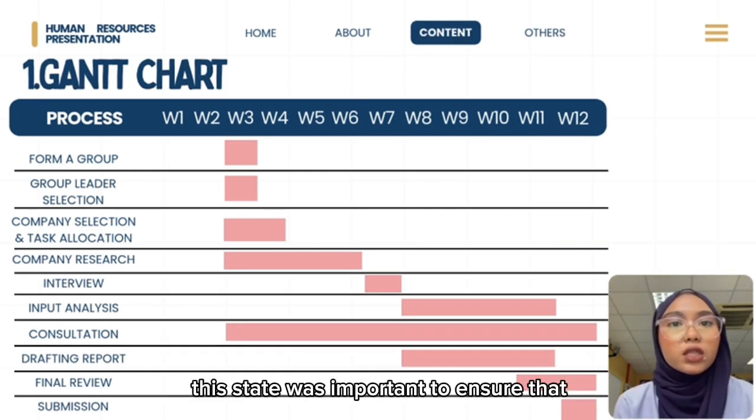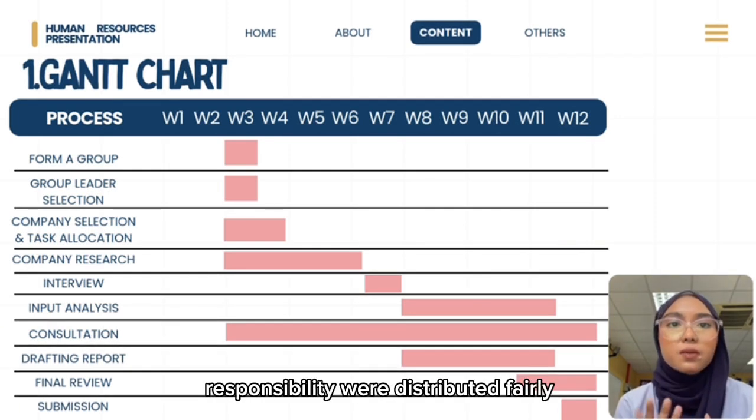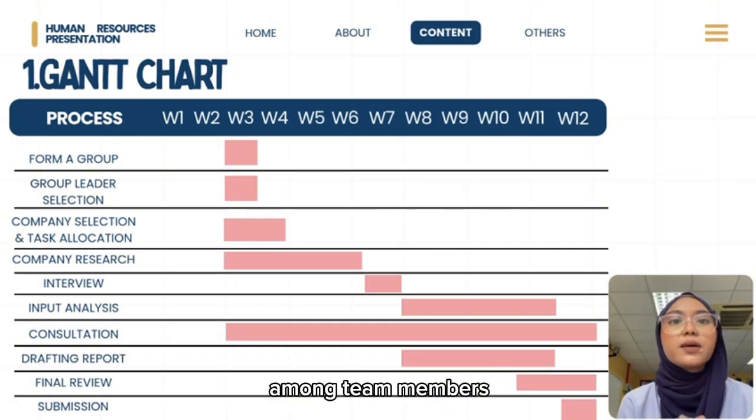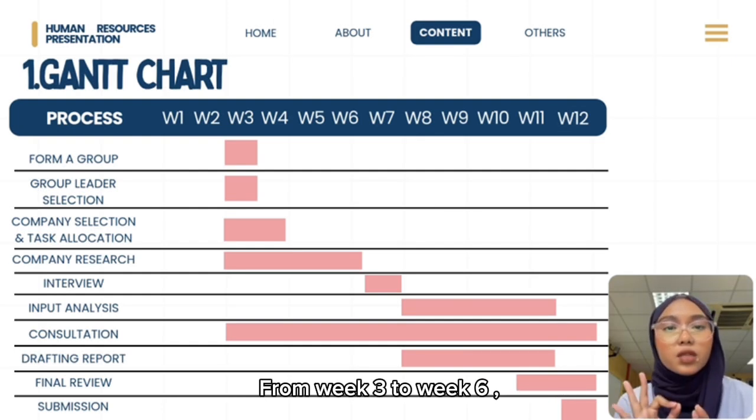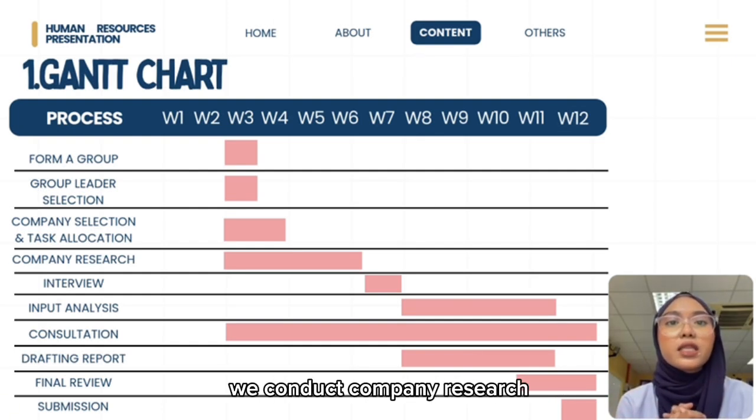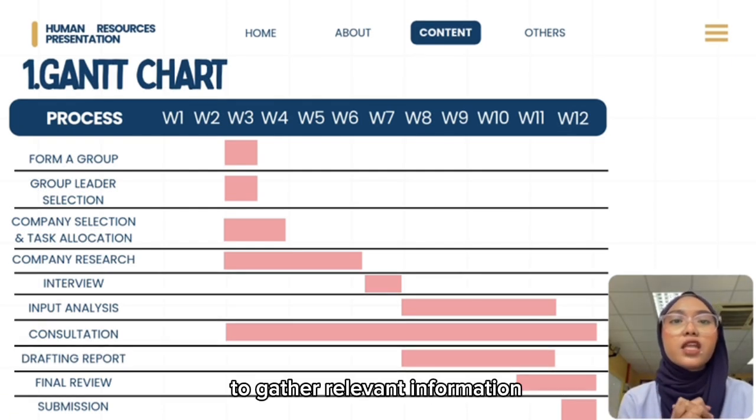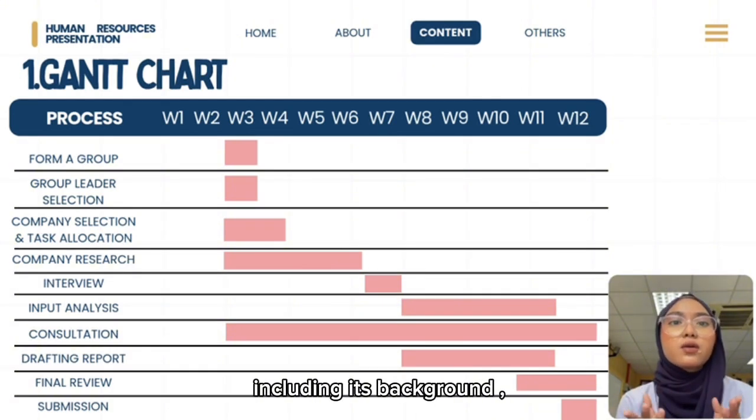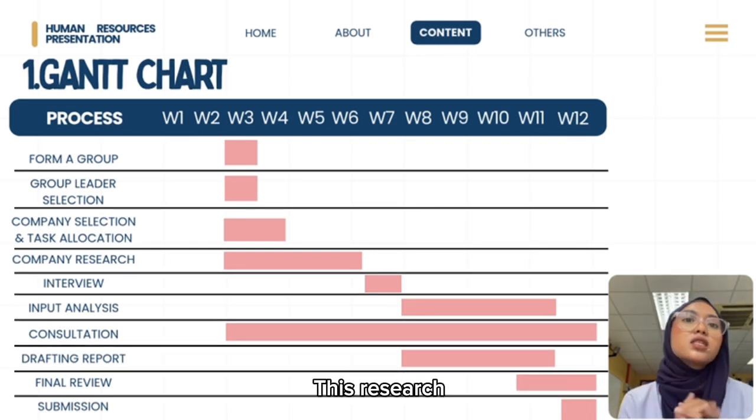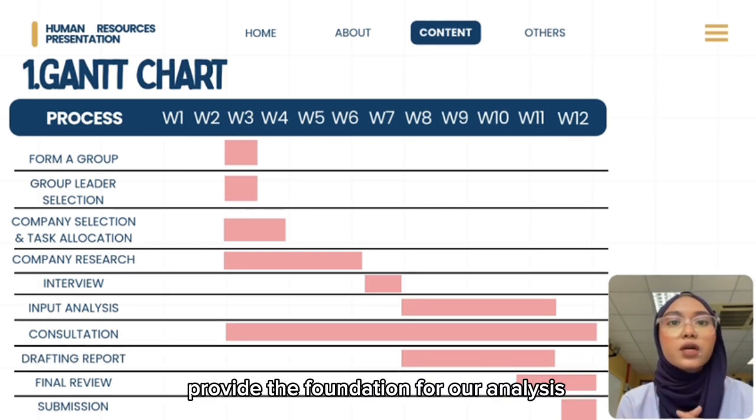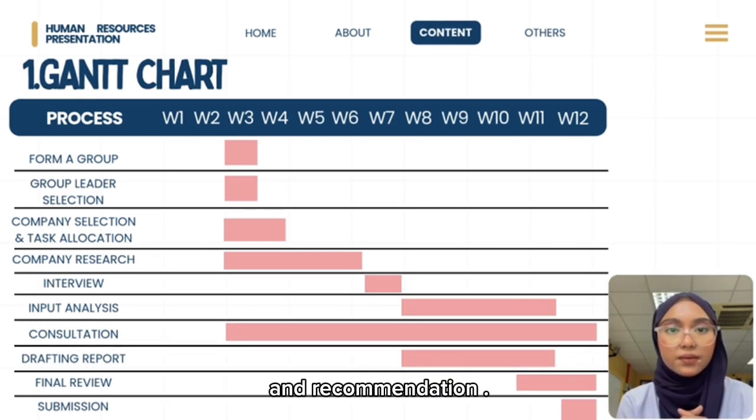This step was important to ensure that responsibility was distributed fairly among team members according to their strengths and capabilities. From week 3 to week 6, we conduct company research to gather relevant information about the organization, including its background, operation, and human resource practice. This research provides the foundation for our analysis and recommendation.